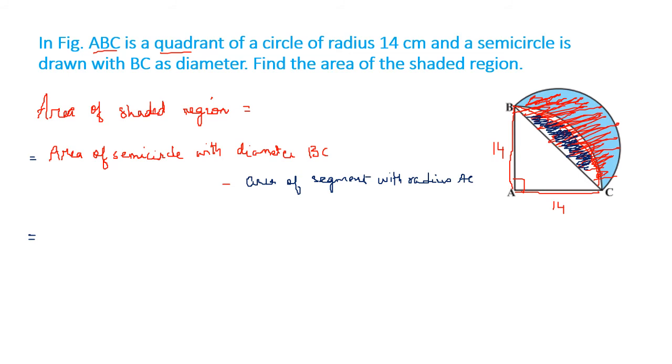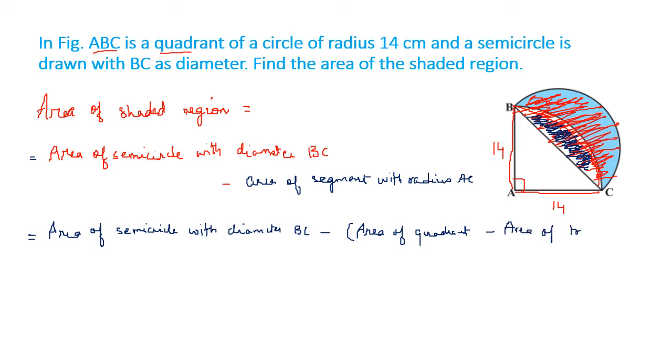But how will we find the area of the segment? So the formula will now still continue, area of semicircle with diameter BC, that I did, minus, how to find the area of the segment? That will be area of the quadrant minus area of triangle. If you can understand what I did.